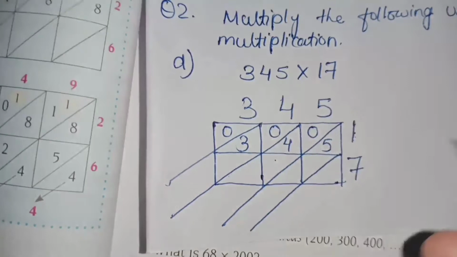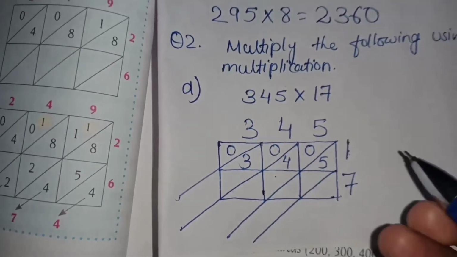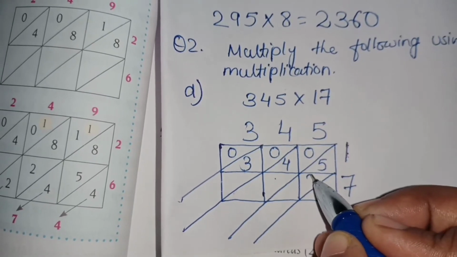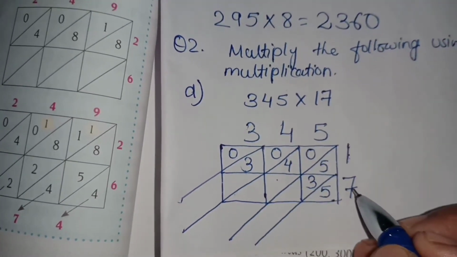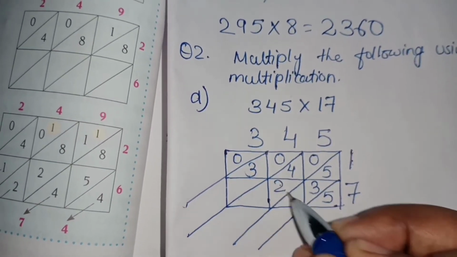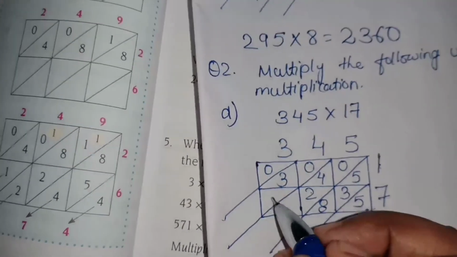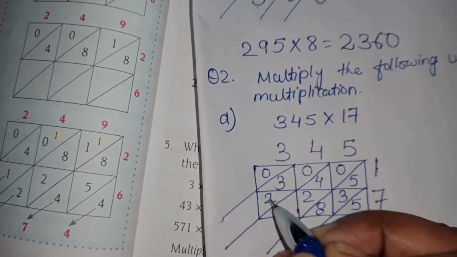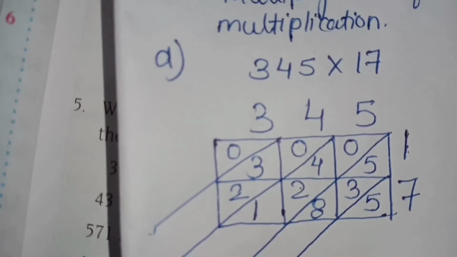7 5s are, how much? 7 5s are 35. So 3 will be in tens place, 5 will be in ones place. 7 4s are 28. So 2 will be here and 8 will be in ones place. 7 3s are 21. So write here 2, and 1 you write in ones place. So done this. See carefully how I have done.